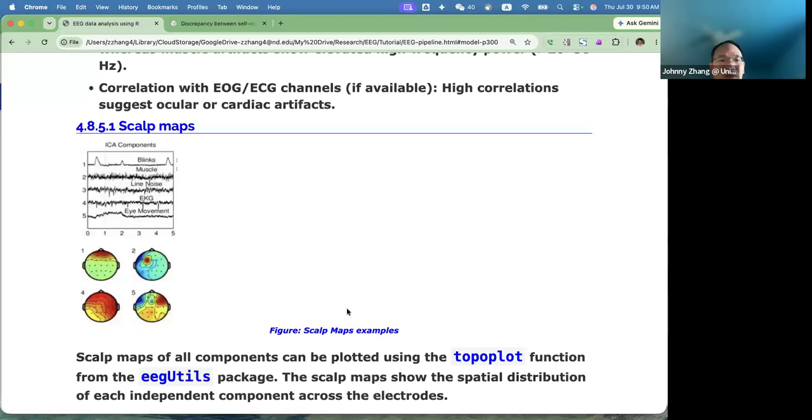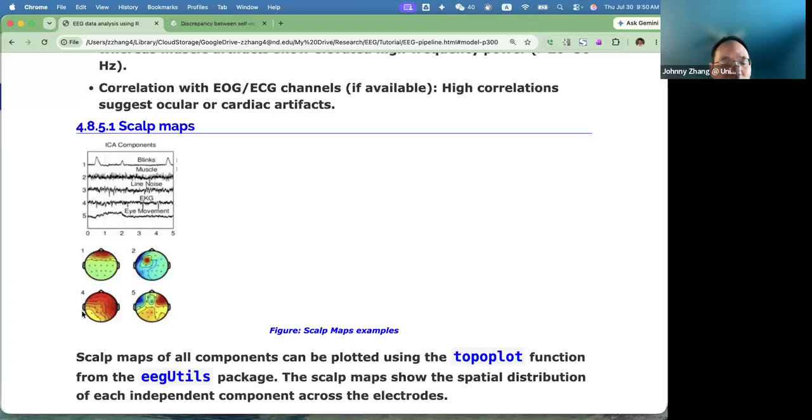Let's first look at the scalp maps. For the scalp maps, we basically plot the mixing matrix using a plot that looks like this, showing the signals on the scalp. This kind of plot can show some information. For example, for an eye blink, usually you will see high signals around this area.